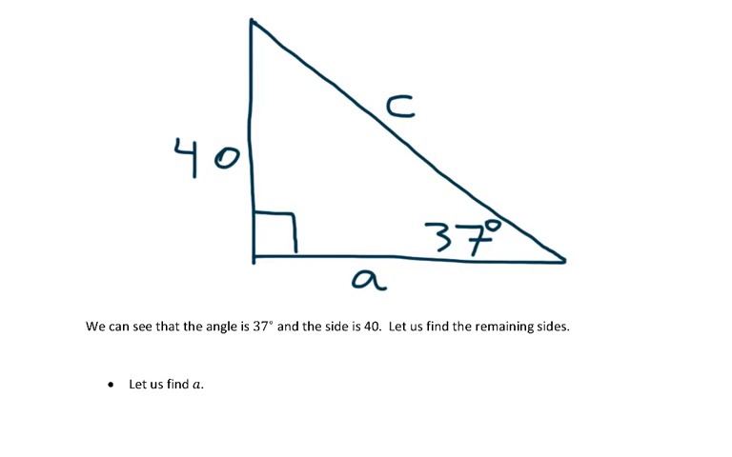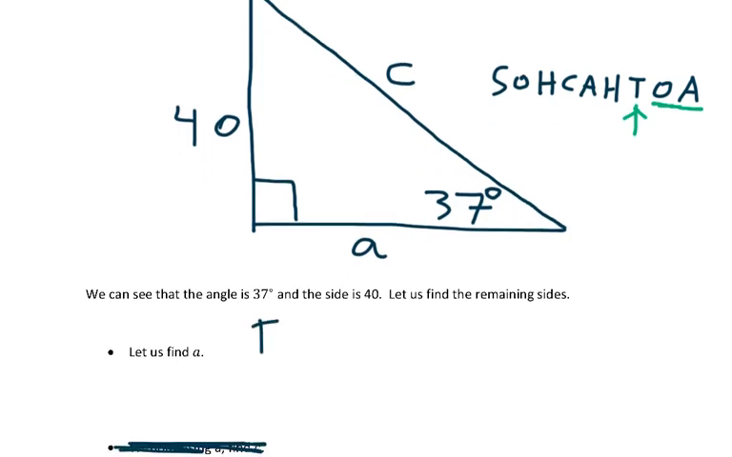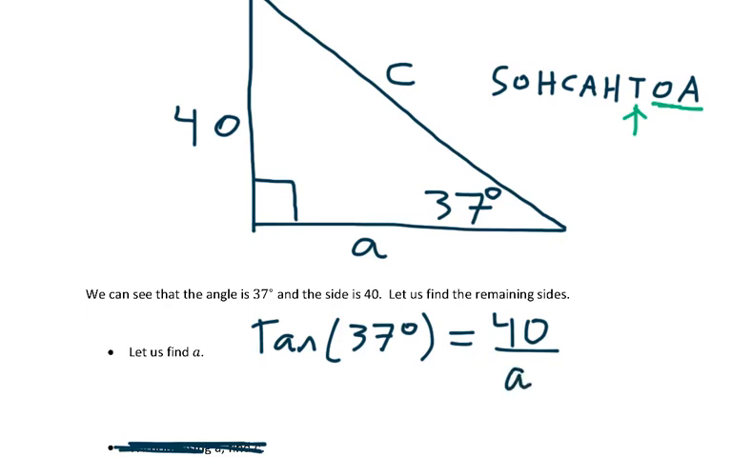So if we go to SOHCAHTOA, just fill it up here, like so. So we have the opposite and we want the adjacent. That's over here. So which trig function do we use? Tangent. And that's what we're going to use here to get A. So we have tangent of 37 degrees. Tangent of the angle is opposite, which is 40, all divided by adjacent, A.